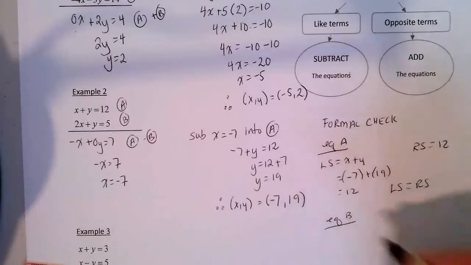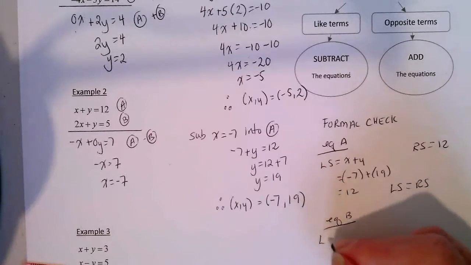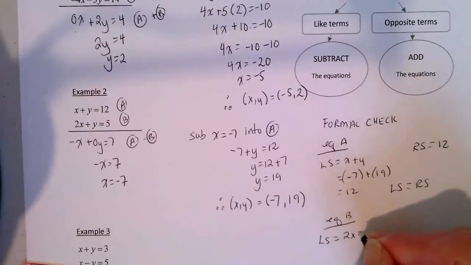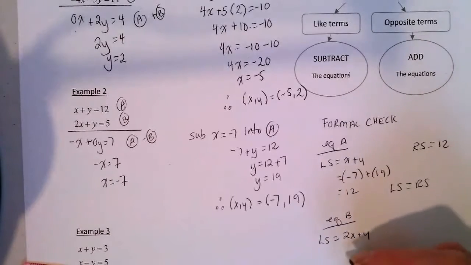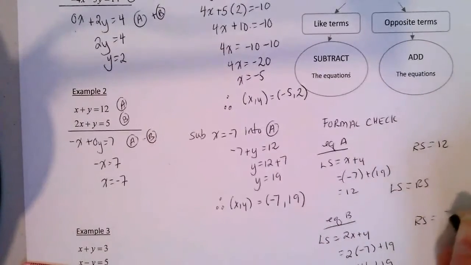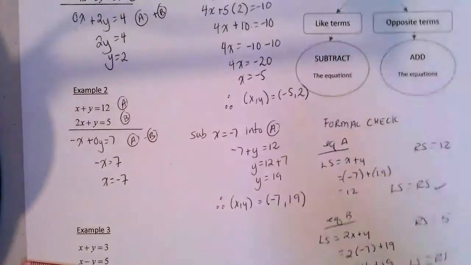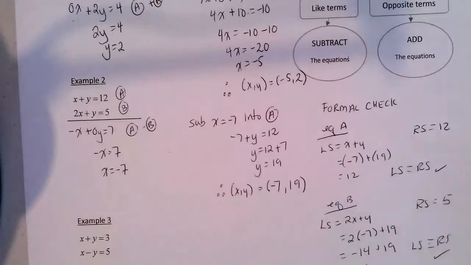And we do the same thing for equation B. The left side will be 2x plus y, which will be 2 bracket negative 7 plus 19. Negative 14 plus 19 equals positive 5, and our right-hand side was 5. So I am now confident that I have the correct solution because both equation A and equation B are satisfied when we substitute in the x and y coordinates.